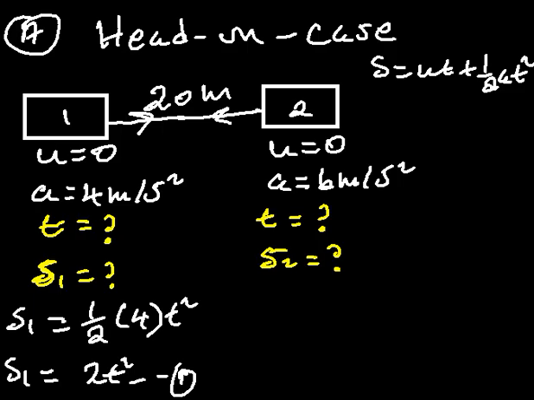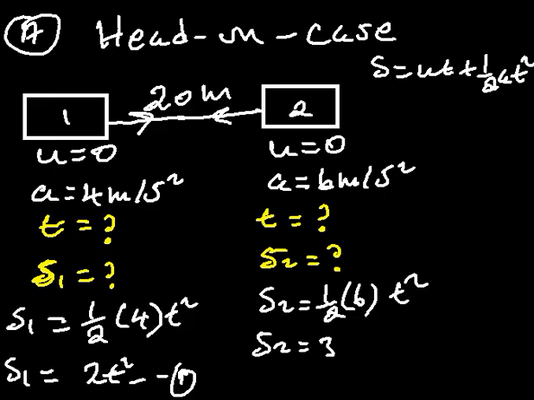And how about the displacement for object 2? We'll have it as S2. Since the initial velocity is 0, we have half times 6 times t squared, so S2 is equal to 3t squared. This is equation 2. So keep that in mind. And from there, you start to understand that.